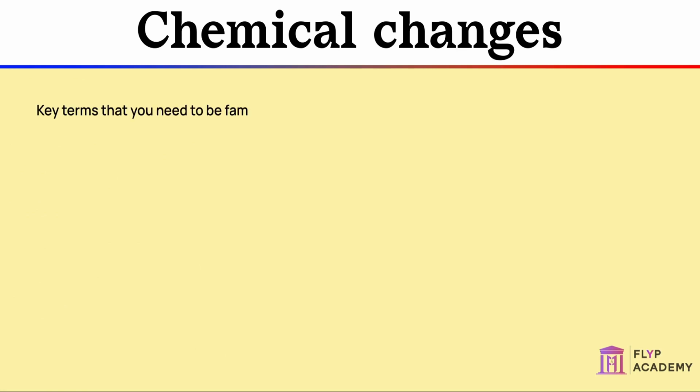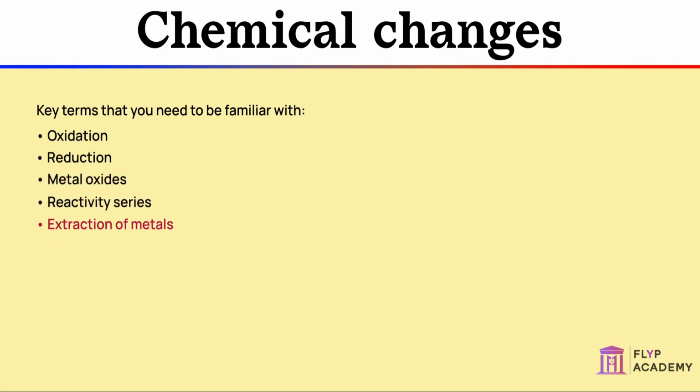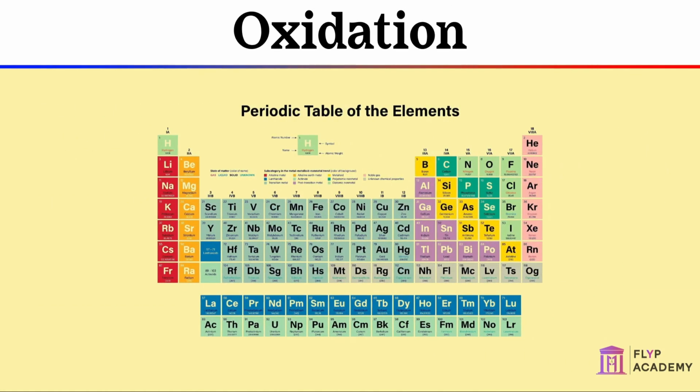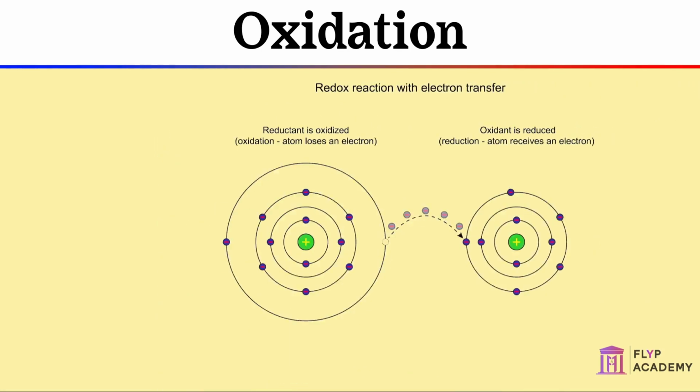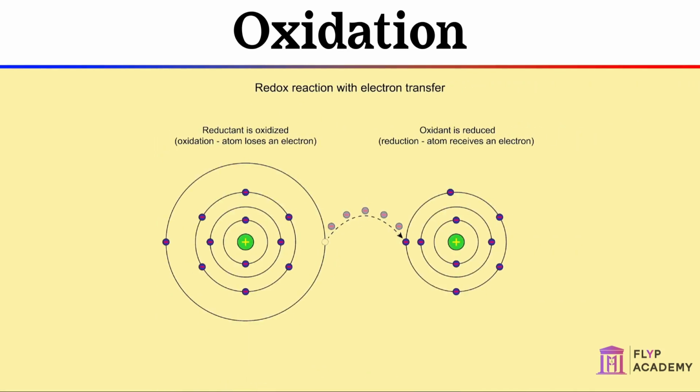Key terms that you need to be familiar with: oxidation, reduction, metal oxides, reactivity series, extraction of metals. In today's lesson, we will talk about oxidation, reduction, metal oxides and their formation, and the reactivity series of metals. We will also cover how to extract metals. Metals can react with oxygen by forming metal oxides. In order to understand this reaction, we need to be familiar with redox processes that include oxidation and reduction steps.